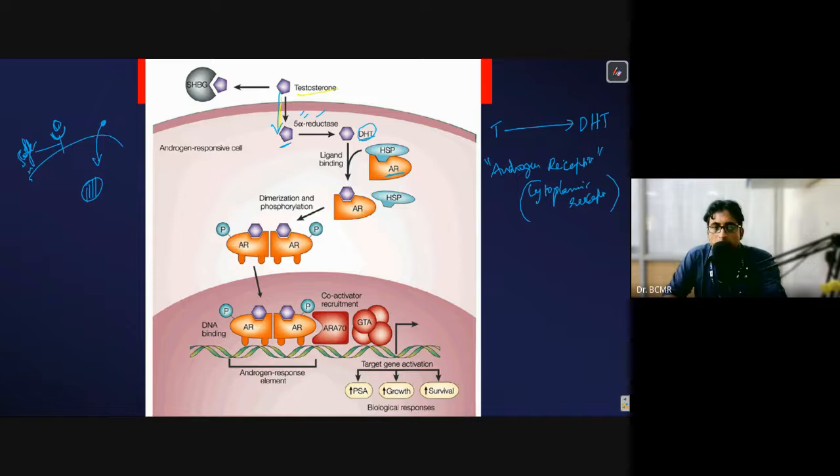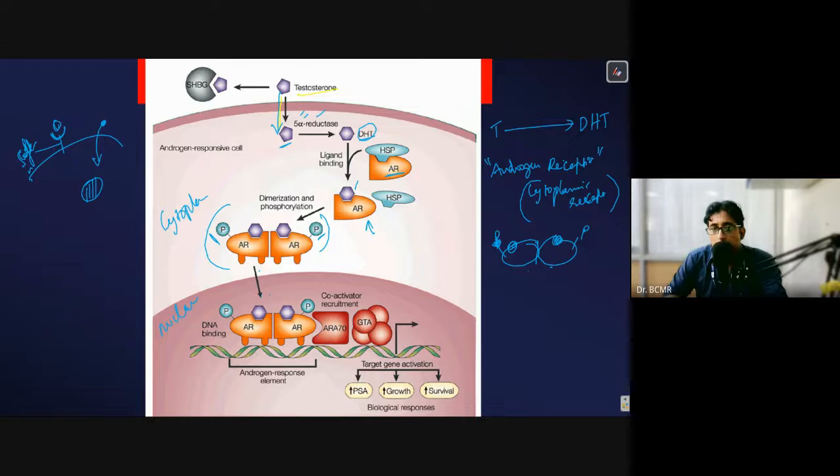And once the dihydrotestosterone is bound with the androgen receptor, they form dimerization. That means 2 of the androgen receptors bound with the dihydrotestosterone will bind together like this. Dimerization happens, and also phosphorylation happens. They gain a phosphate group like this. And once a complex like this has formed, with the post-translational modification of phosphorylation, it will translocate into the nucleus. All this is happening in the cytoplasm. And now it will get into the nucleus.